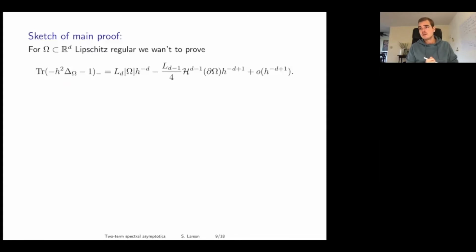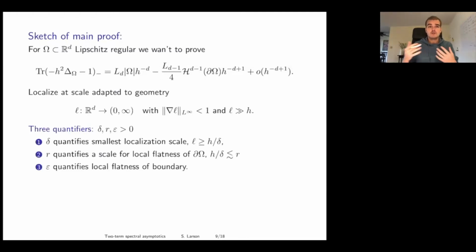Now, it will probably not surprise anybody who has ever worked in the subject that we're going to do this by looking at suitably localized problems. And the way we're going to localize is going to be with respect to some length scale that we choose, adapted to our geometry and to H. And then we're going to study local problems at this length scale, depending on where we are. So this length is going to be given by a positive function on R^d.